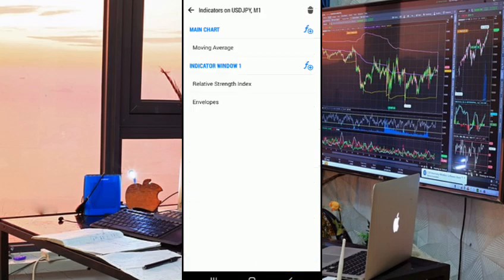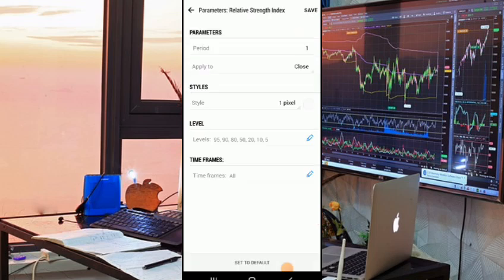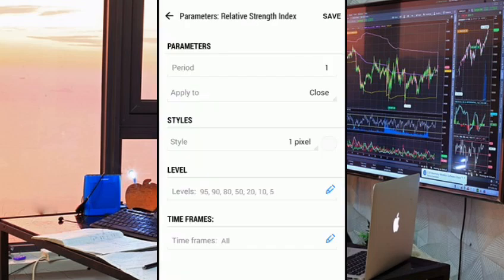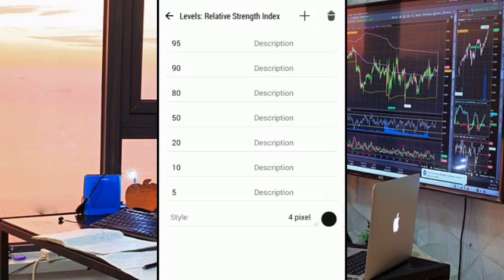Then for the next one, you are going to go back to the F function for the main chart again and look for relative strength index. For relative strength index, we're going to be using period 1, apply to close, make it 1 pixel with white, and then for the levels, please click here on this pencil so that we can make these levels over here. I want to calibrate those levels, and remember to use that plus sign over there so that you can get the numbers here. So you're going to put 95, 90, 80, 50, 20, 10 and 5, make it 4 pixel with a touch of white. So we are good to go.